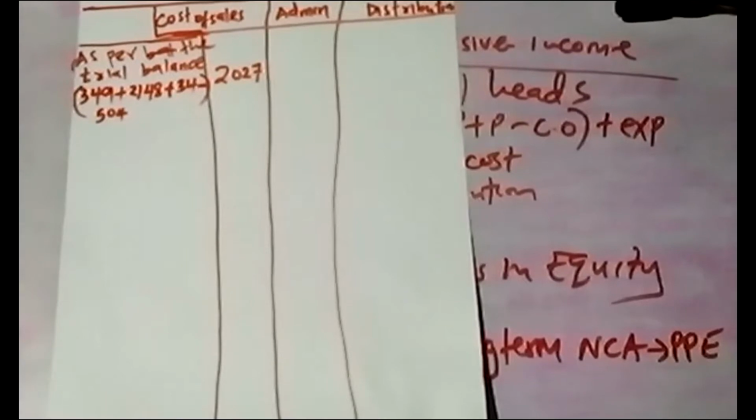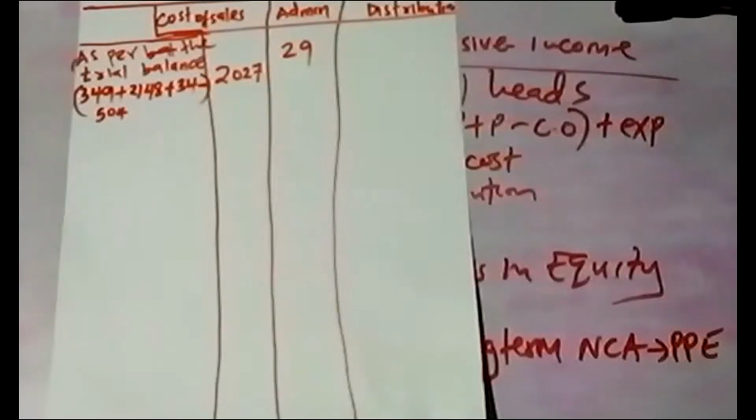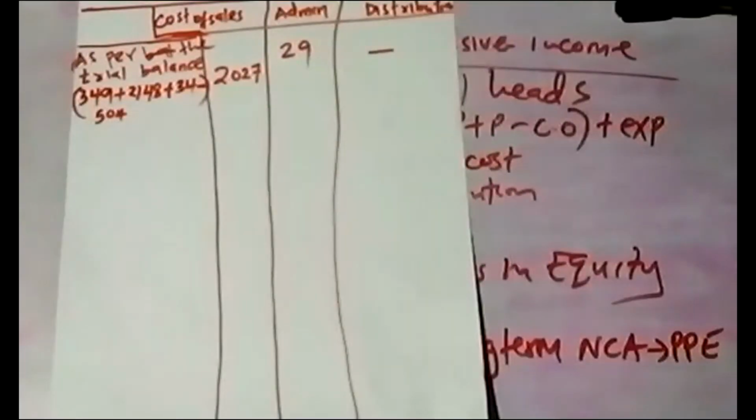So the admin as per the trial balance is 29. What about selling and distribution? This one was not there. We don't have the balance. Then what we do, after you have recorded what you have from the trial balance, is go to your additional information. Start from number 1 going downwards.